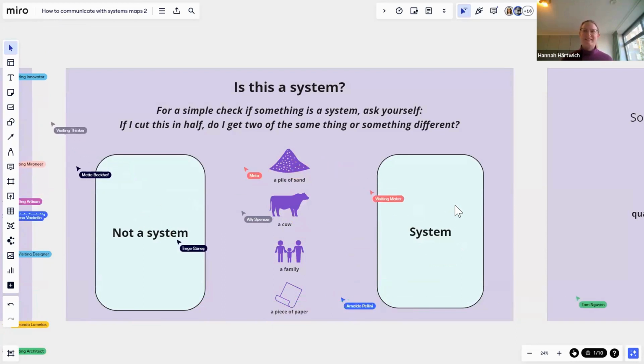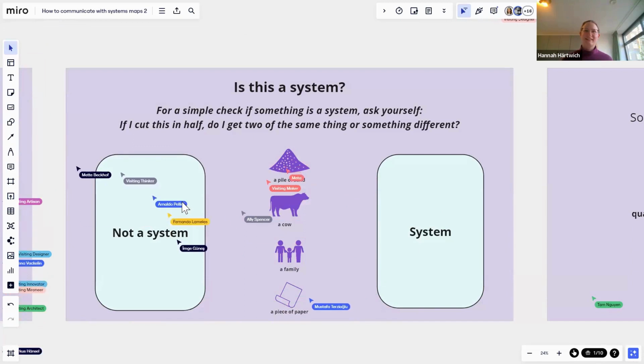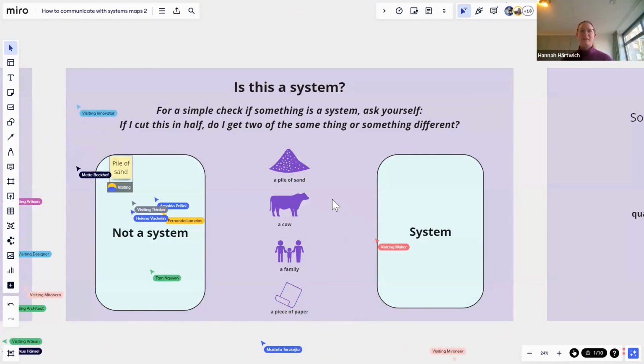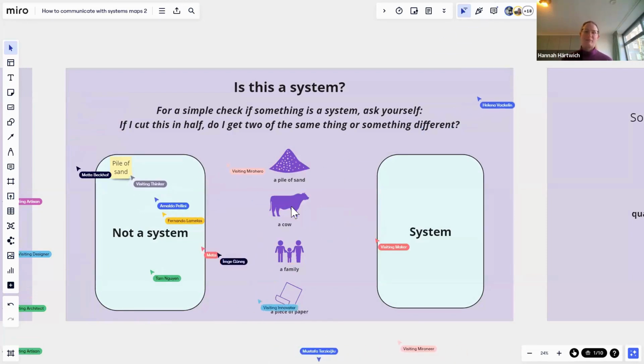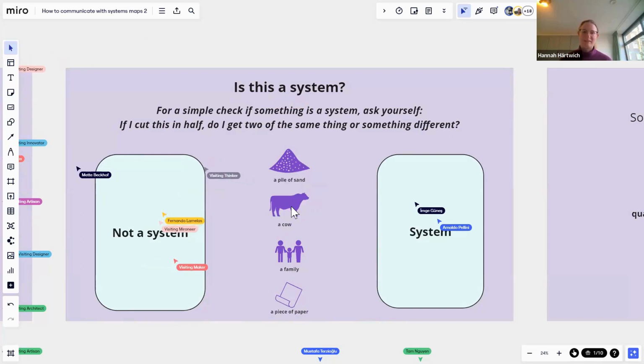See, some of you are here. Yes, we have some not a system votes. Indeed, if you divide a pile of sand into two, you now just have two piles of sand. But if you're looking at a cow, for example, if you cut that living cow in half, now this cow is not going to have the same behavior anymore. So these parts need to be together in order to show that kind of behavior.